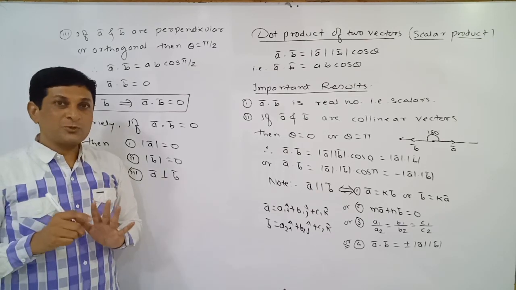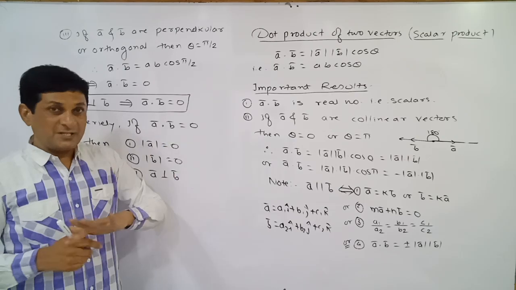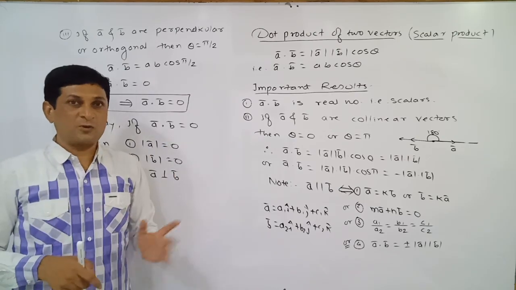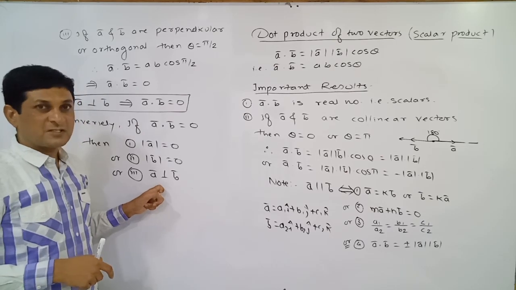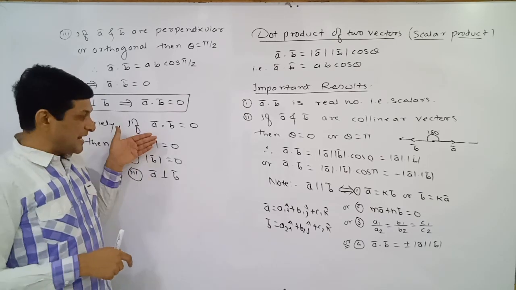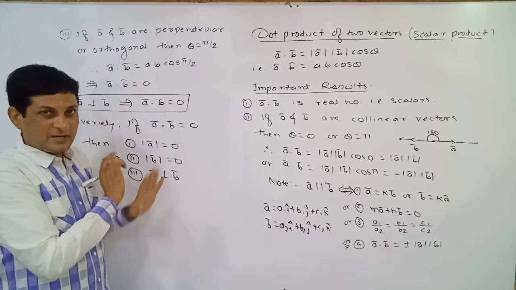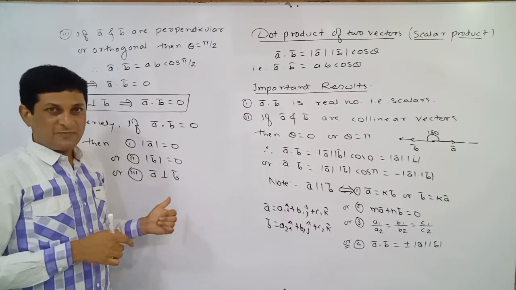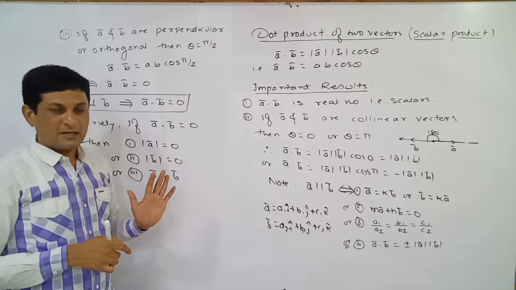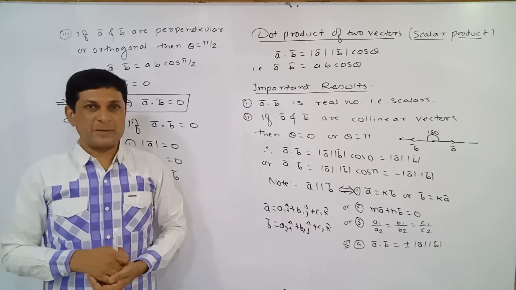But if these two vectors a bar and b bar are non-zero, non-zero meaning their magnitudes are not 0, but still the value of the dot product is 0, then definitely these two vectors are perpendicular. If a bar and b bar are non-zero vectors, meaning their magnitudes are not 0, but the value of the dot product is 0, then definitely these two vectors are perpendicular. Hope the condition for vectors to be perpendicular is clear.